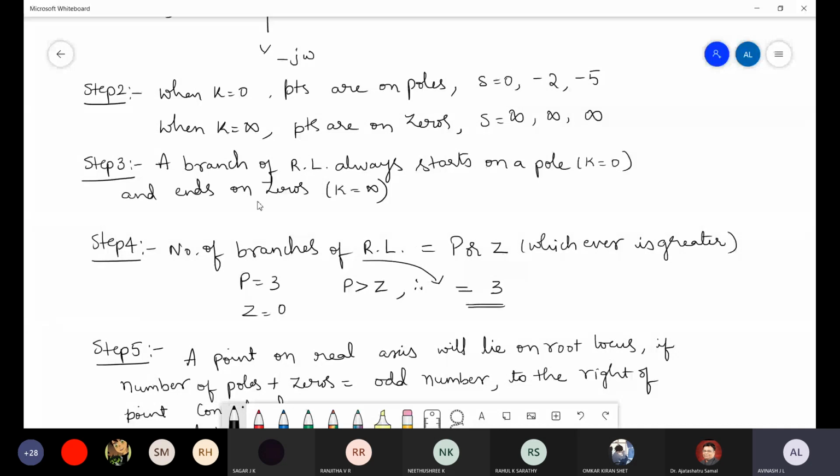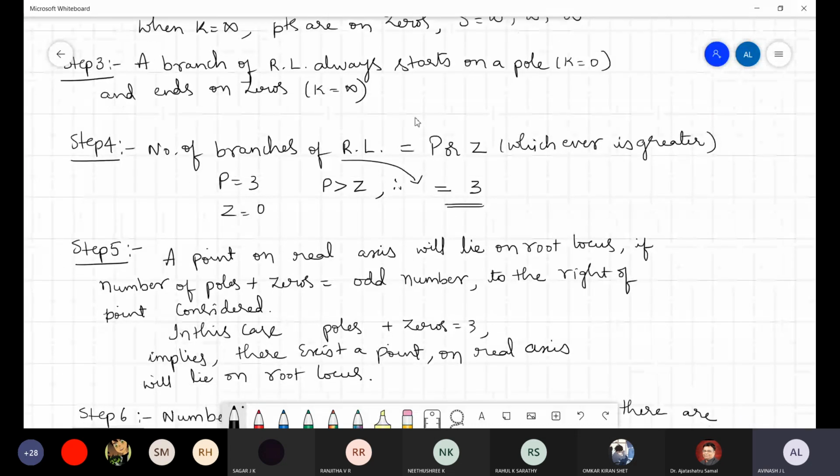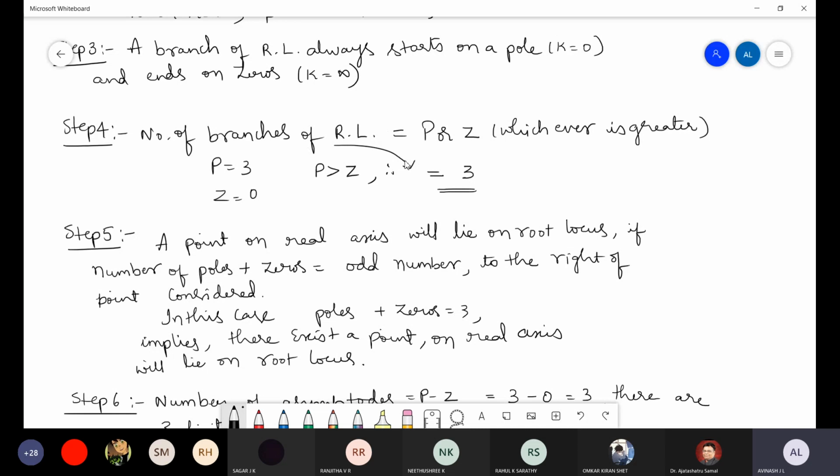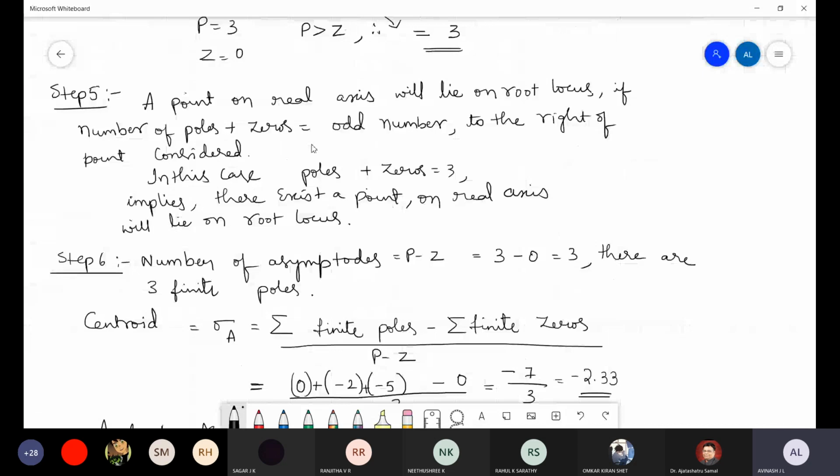Next, in step number 3, we say that a branch of the root locus always starts on the pole and ends on the zero. That is a well-known fact. In step number 4, the number of branches is P or Z, whichever is greater. In that context, P is greater than Z, that is 3 is greater than 0, so 3 branches are there. In the 5th point, on the real axis, one point will exist. You can say that the breakaway point already exists on the right side of the root locus. When you are plotting, we'll see that one.